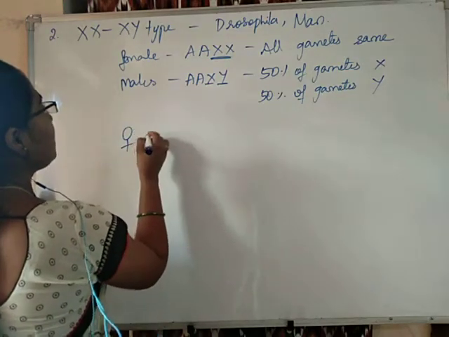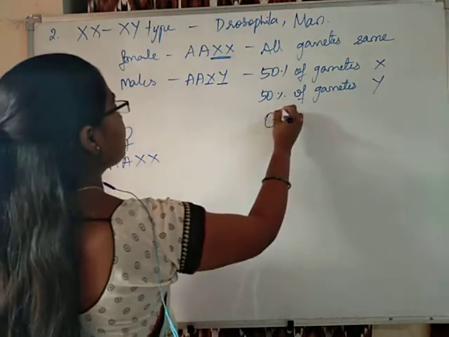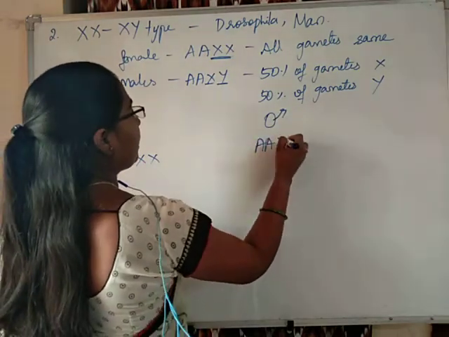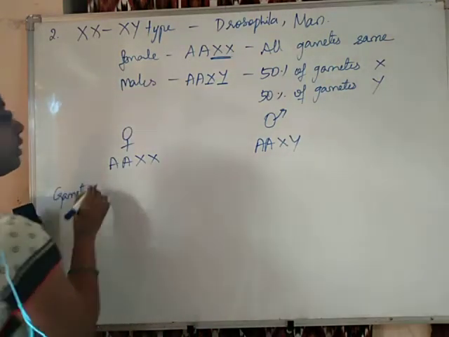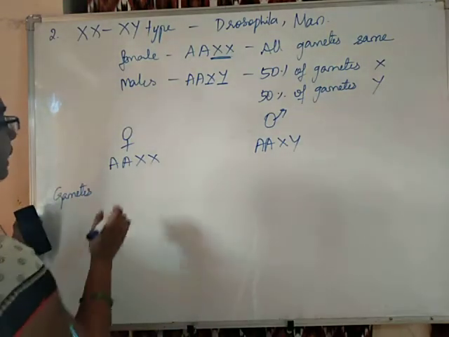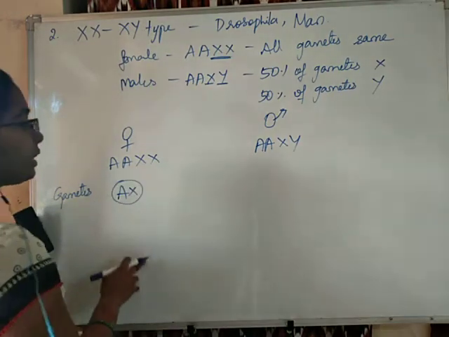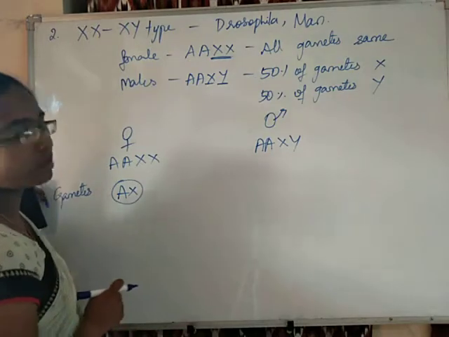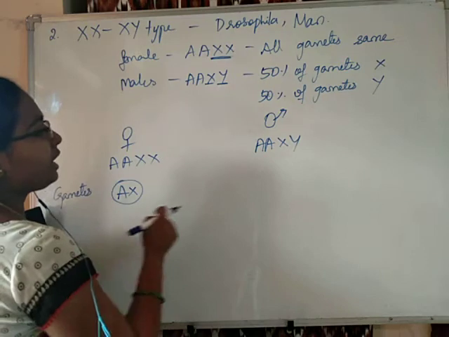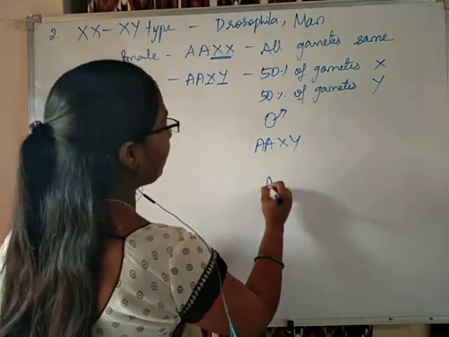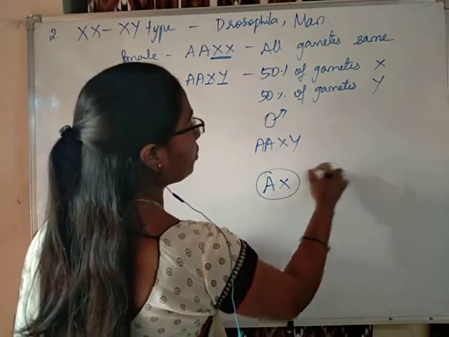Here the females are going to be AAXX and the males will be AAXY. So the gametes produced by the females will be AX, all AX only, because they have only one type of sex chromosome X. Whereas in males, two different types of gametes are produced: autosomes with X chromosome, and autosomes with Y chromosome.